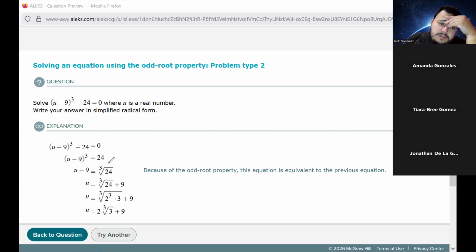But notice that because it's an odd root, you don't have to do the plus or minus. You just leave it as is. Then you add the 9 over, check if you can simplify the inside, which you can. There's an 8 inside 24. 8 is 2 cubed. These cancel, leaving you with a 2. 3 stays in there. That 9 was from the other side. But you see that the idea is the same as the square root. You just have to follow the cube root properties.